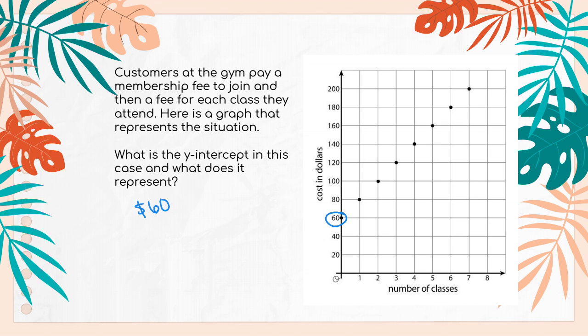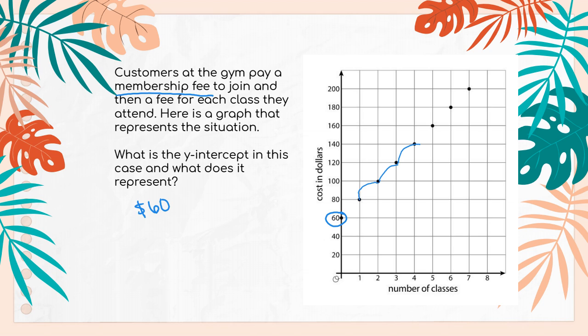So it's going up by a certain amount each time. It looks like it's going up by $20 each week. So $20 each week is what she's paying. But you see how it says the customers at a gym pay a membership fee to join and then a fee for each class they attend? So how much it's going up by, that $20 each week, that would be the fee per class.